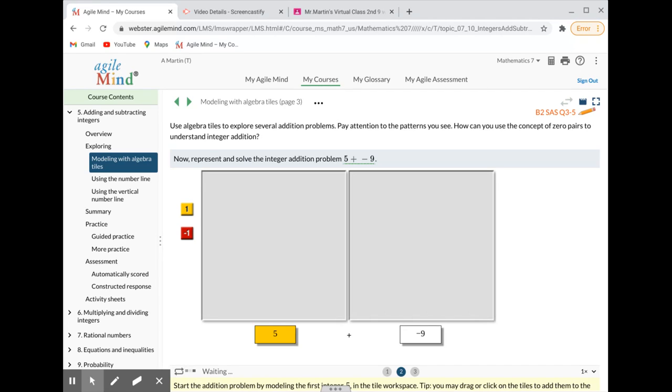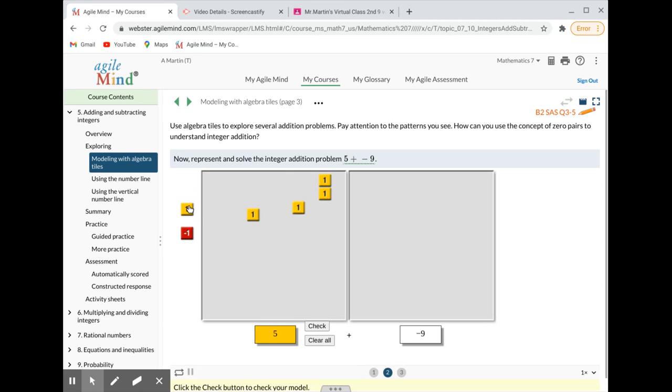For the 5, you would need 5 of the yellow ones. Okay. And for the -9, you would need 9 of the red ones. 6, 7, 8, 9. Is that going to work? Did I do that right? No. I was waiting on a no, but nobody said it. -9 first. There we go. Now I got it right.